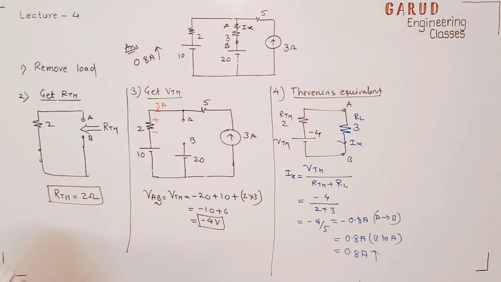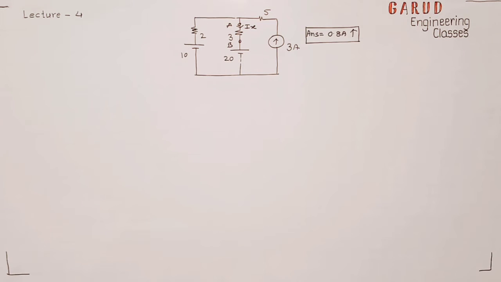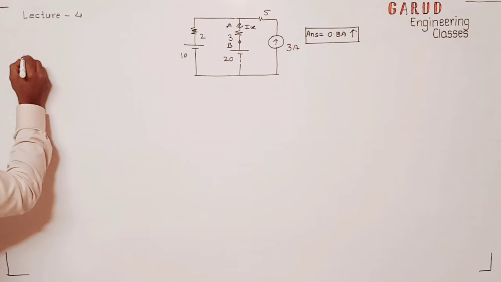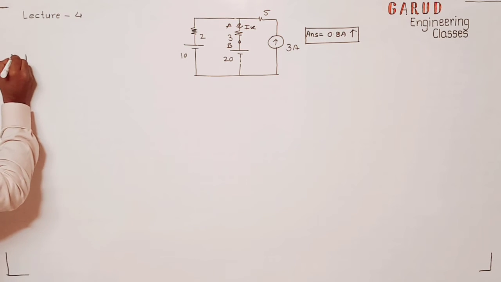This is Thevenin's theorem. Now I will show you the Norton's theorem. Okay, I will show you the Norton's theorem. This is fourth method.